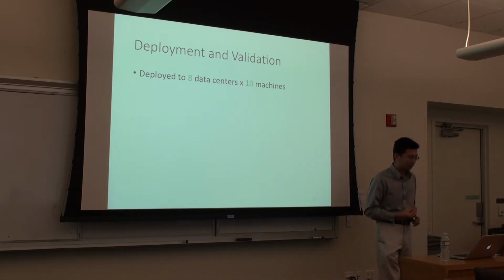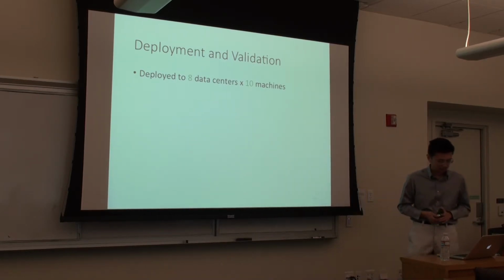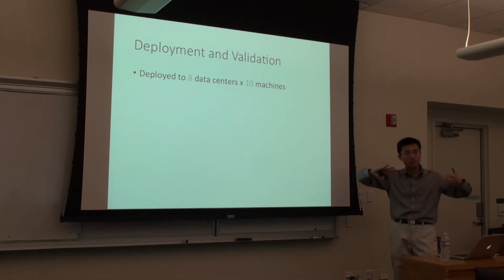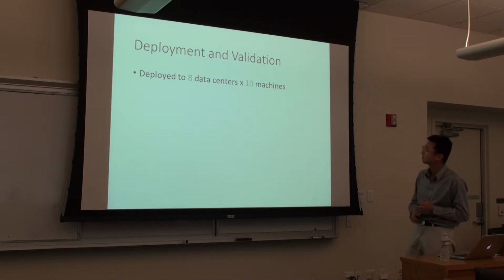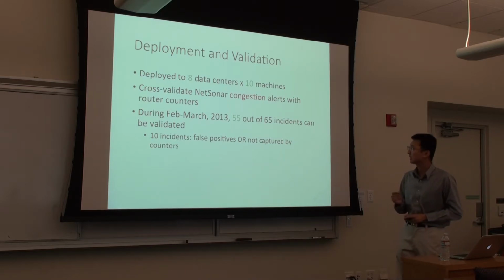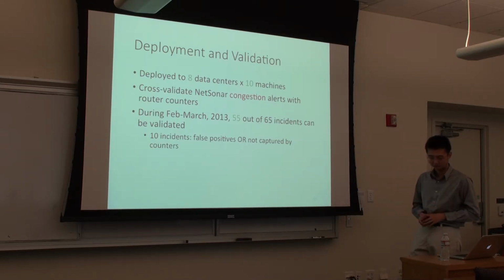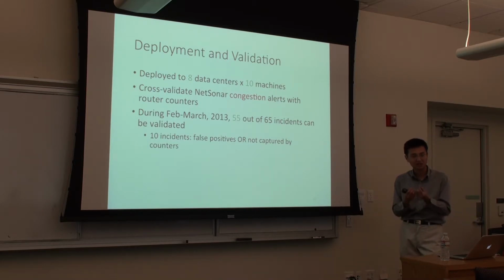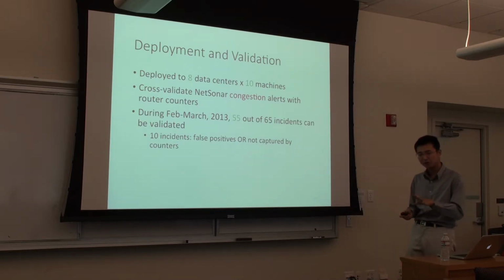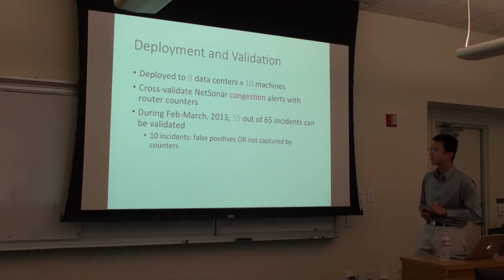So we have deployed NetSonar on Microsoft's inter-data center network. We deploy NetSonar to 8 Microsoft data centers, each with 10 machines, so that we can have 100 machine pairs between any two data centers. We cross-validate NetSonar congestion alerts against these router counters. Router counters, or in network terminology, SNMP counters, are the counters that collect the statistics of each interface. For example, how many packets are forwarded, how many packets are dropped, etc. So they are the mainstream monitoring method for today's network.